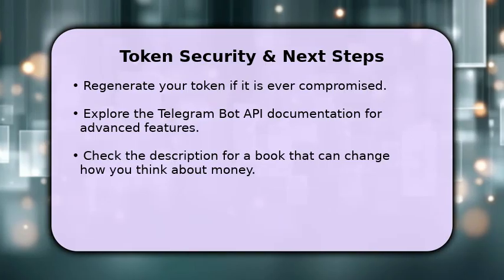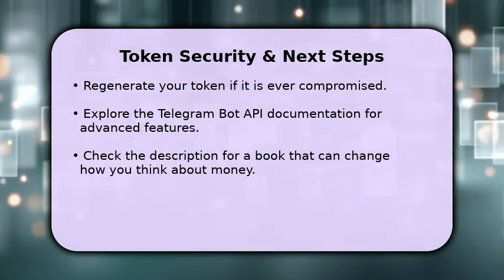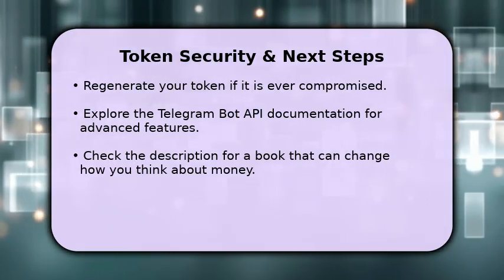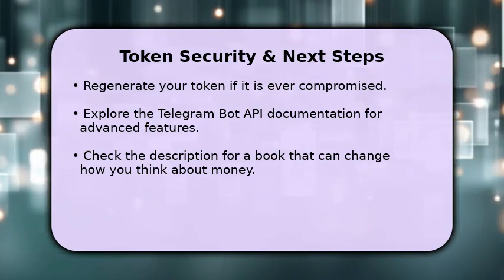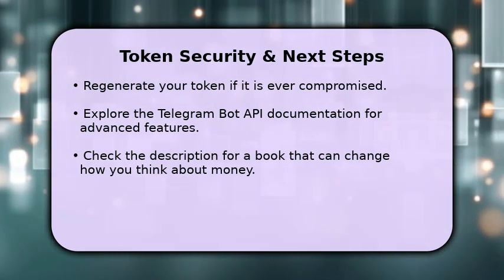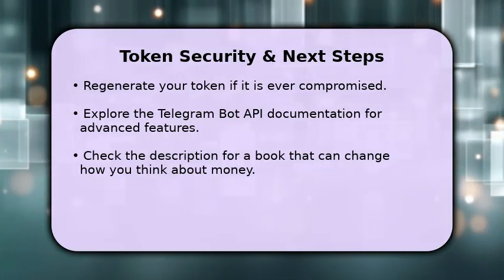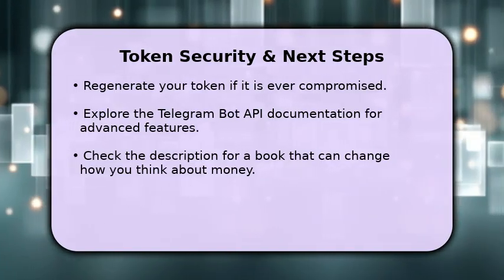If you ever suspect your token has been exposed, you can easily regenerate it using BotFather's /revoke command. This creates a new token and invalidates the old one, ensuring your bot's security. Now that you have your token, you can start developing your bot's functionality. Dive into the Telegram bot API documentation to discover all the powerful features available.